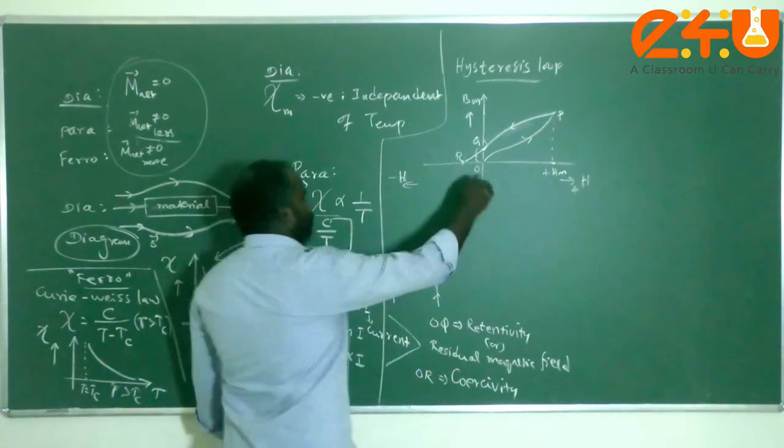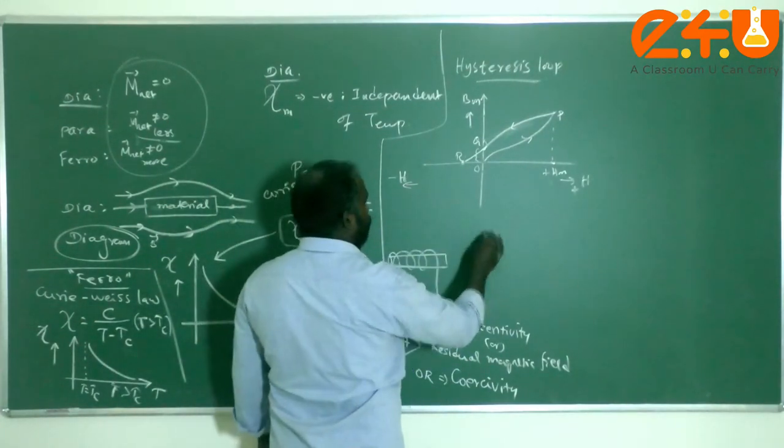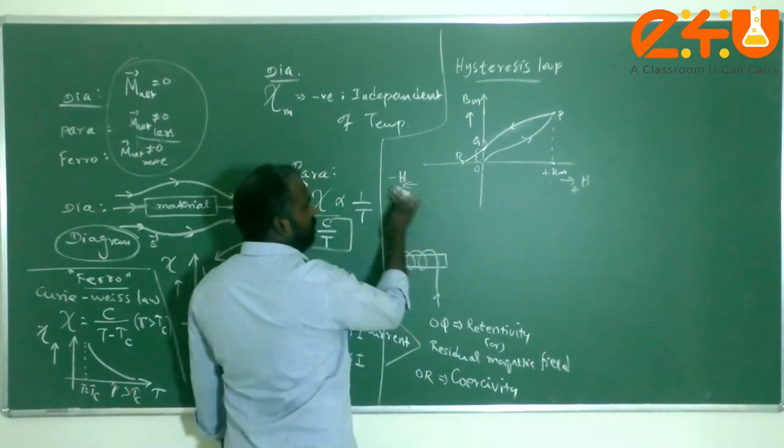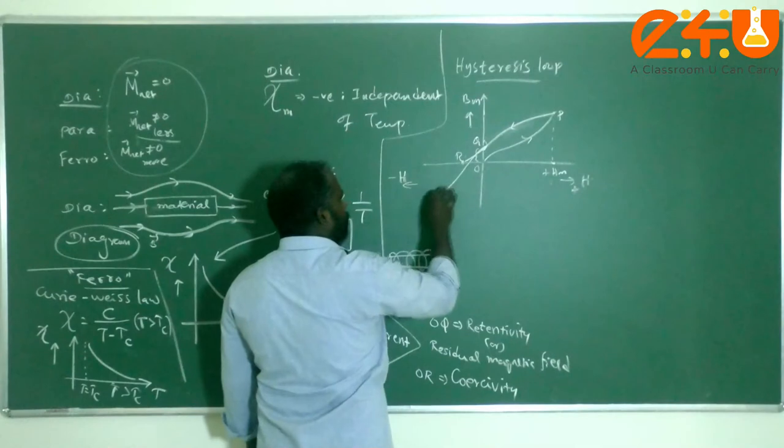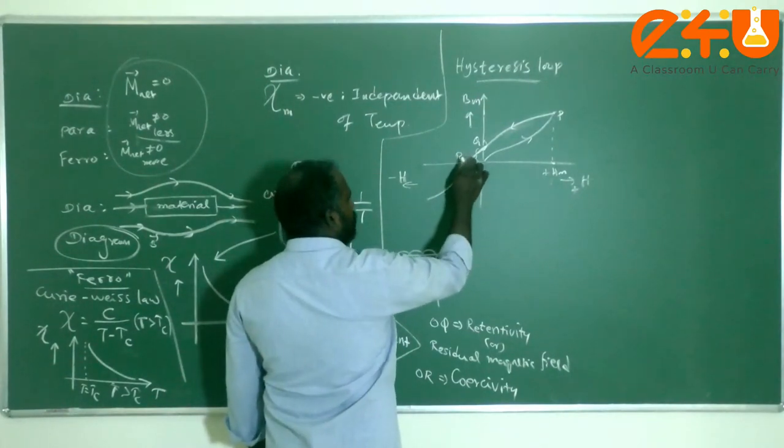Yes. Now further, as you increase the magnetizing field in the opposite direction, the graph increases further. The graph is what, children?